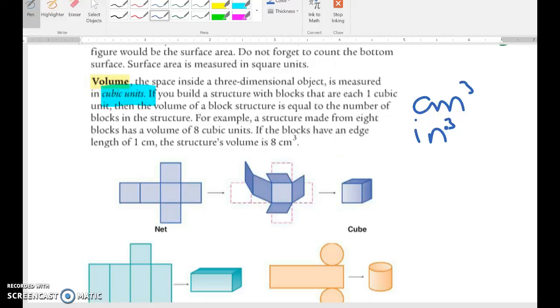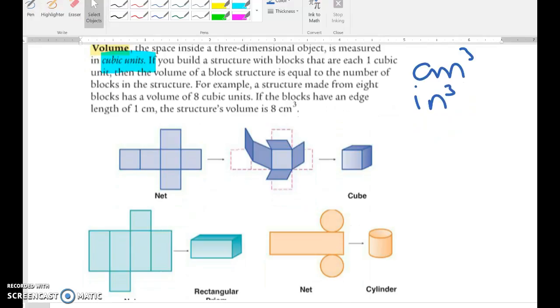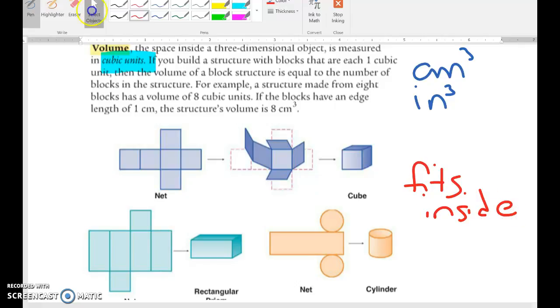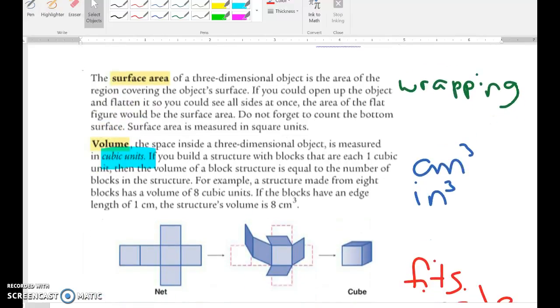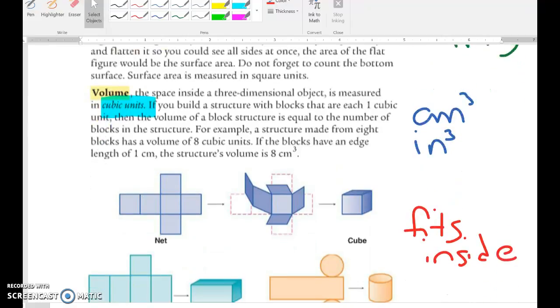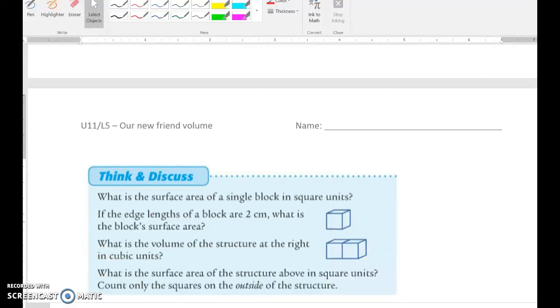Okay, so in the second piece, once you've watched the video, you're going to be doing some stuff with blocks. And one of the things that's different is when we're thinking about volume, we're thinking about how much stuff fits inside, okay? How much stuff fits inside. So before, in surface area, we were trying to understand how much does it take to wrap the surface. Now we're trying to understand how much fits inside. That's the big difference, okay?